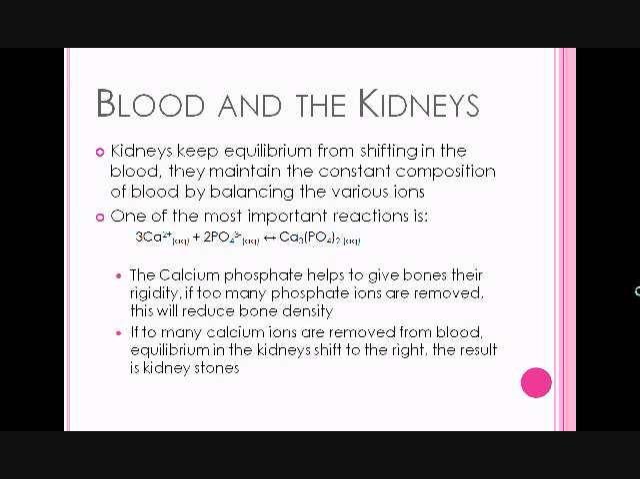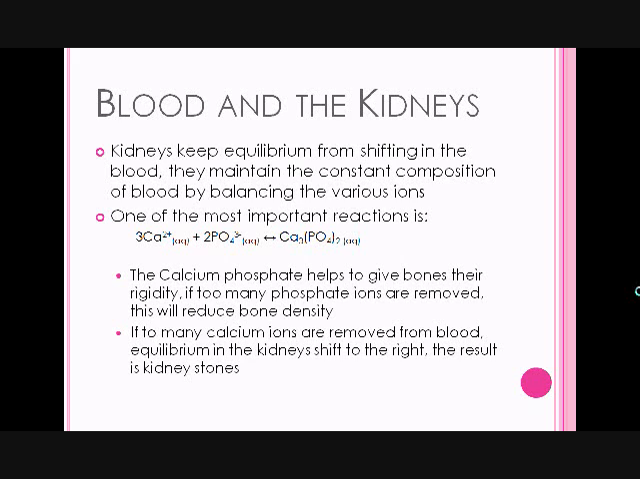The kidneys are an important part in keeping equilibrium from shifting. They work to maintain the constant composition of blood by helping to balance the various ions present. One of the most important reactions in the blood that kidneys help to control is the reaction between calcium ions and phosphate ions. The reaction is shown here. If this equilibrium changes, which is often caused by disease, it can cause problems in the body.